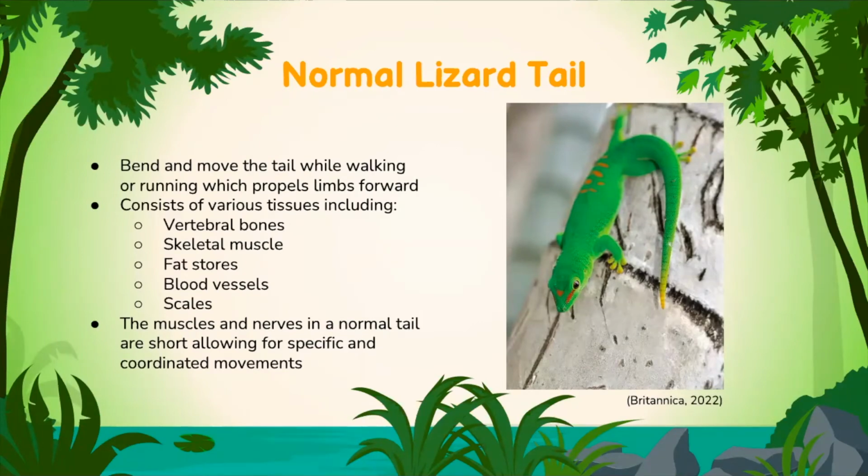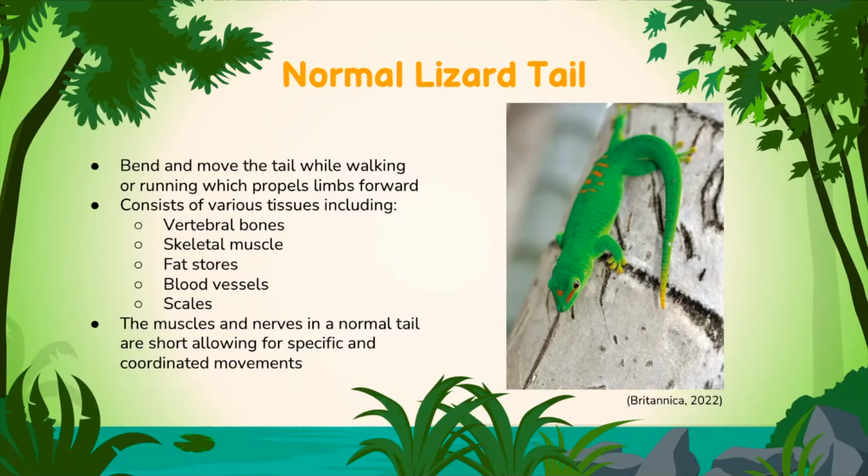So now we're going to be talking about a normal lizard tail. They use this in a bending motion to help propel themselves forward, and they can use this to gain speed. What is also in the lizard tails, like we talked about, is fat stores, vertebral bones, which is your backbone, and also skeletal muscles. So these are muscles that connect to your skeleton. And then blood vessels, of course, because the tails need blood to survive.